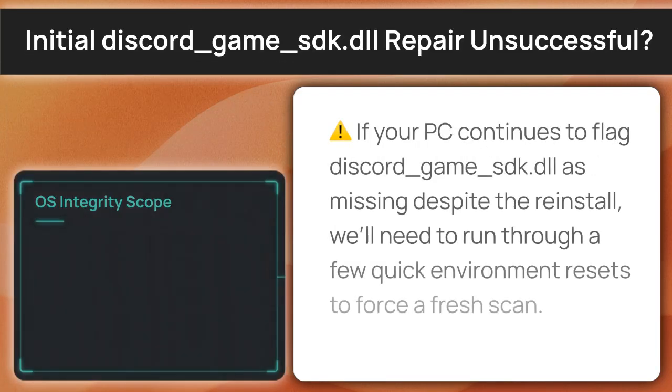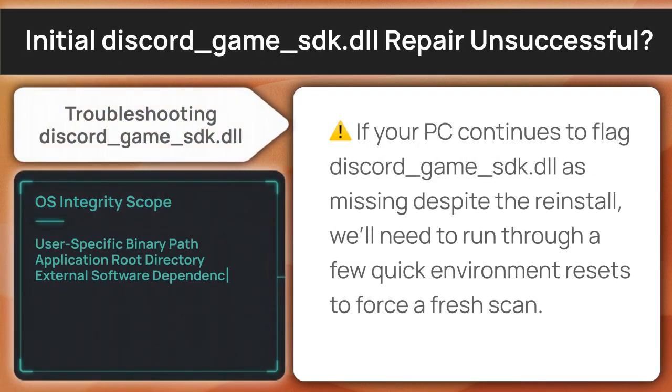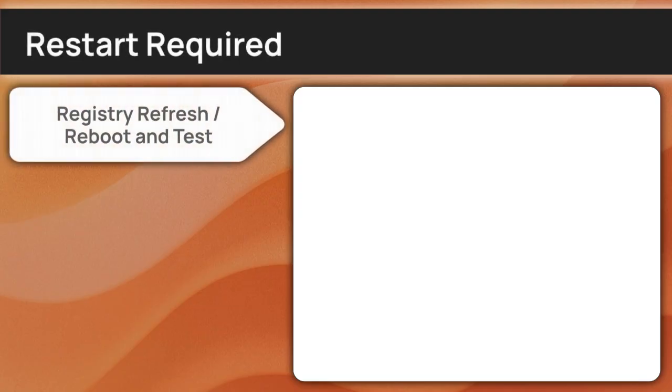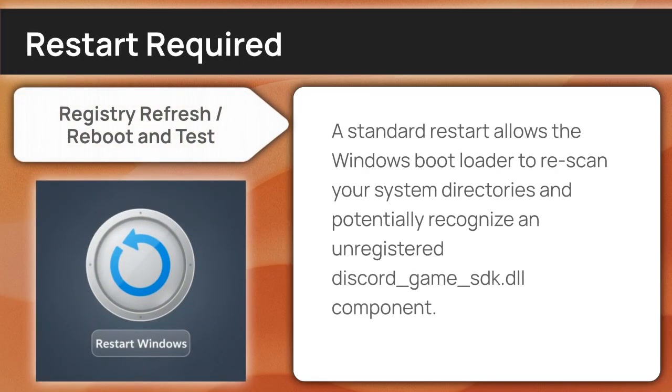If you're still finding yourself stuck after the reinstall, our next priority is to check for any active blocks in the system path. A simple restart can resolve file-in-use errors that mimic a missing Discord game SDK message. It's a low-effort step that ensures your operating system starts with a clean execution stack.